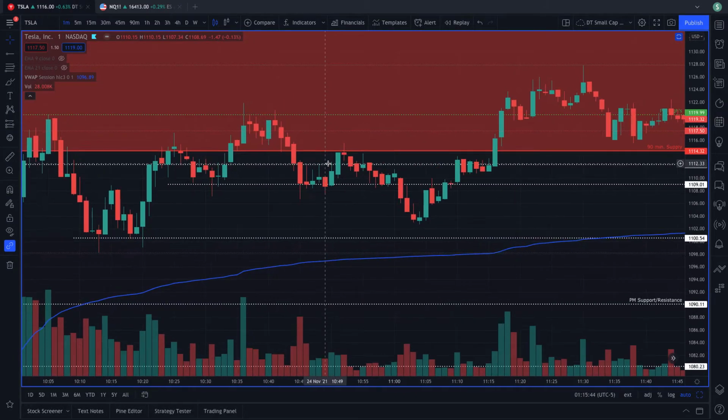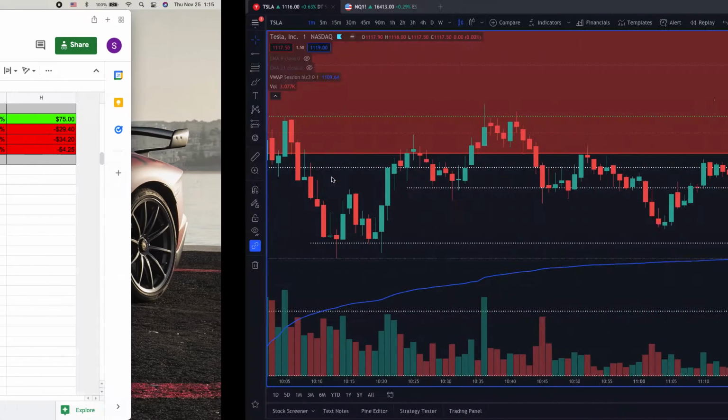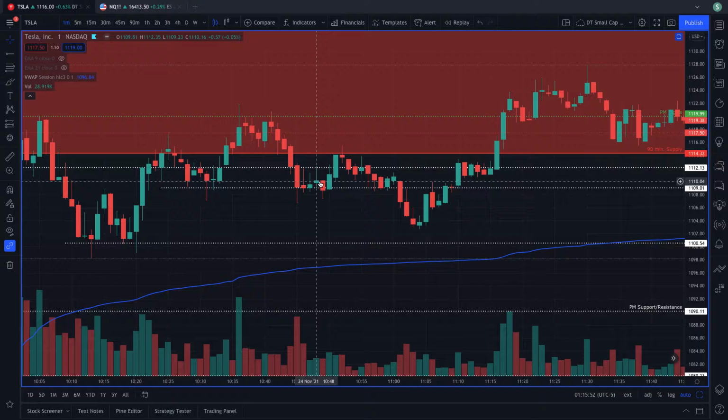So I decided to take my chance, and I got in here at 1110.56 because we had that small support area. So I was like, you know, we did get support. We seem to be consolidating in this area, so I'm gonna get in at 1110. Pretty good entry, I'd say.